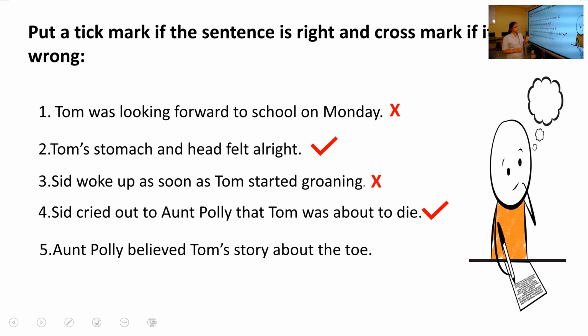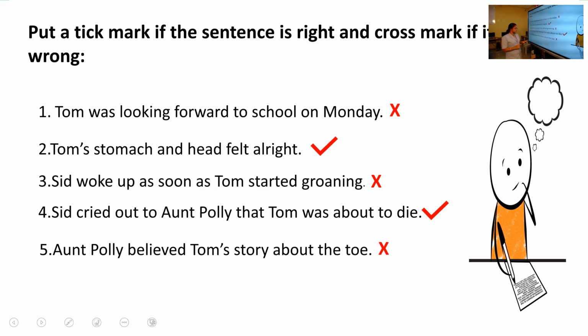Aunt Polly believed Tom's story about the toe. The first excuse that he was trying to say is that he has an injury on his toe. So Aunt Polly believed Tom's story about the toe. What did she do? Did she believe? No, isn't it? She just laughed and cried at the same time. So the aunt did not believe Tom's story about the toe. So this is the exercise that you have in your textbook. I hope the exercise is clear to you and I hope you have done it in your test.